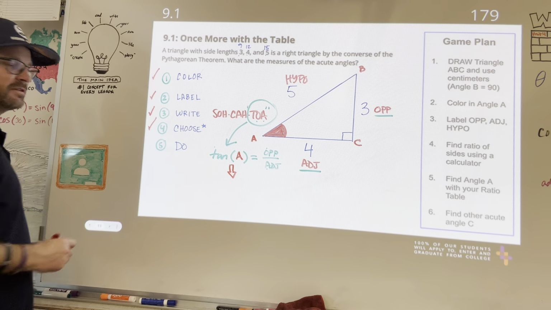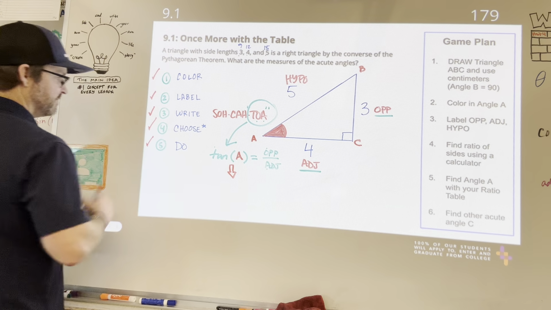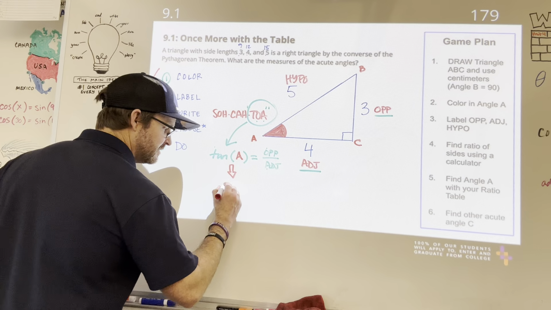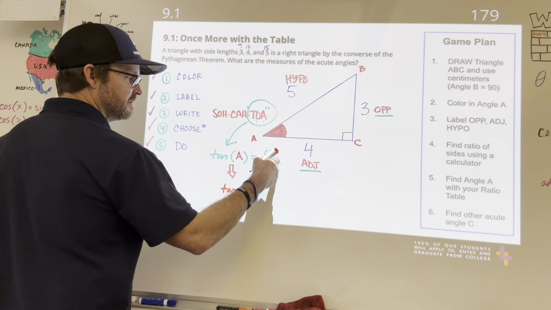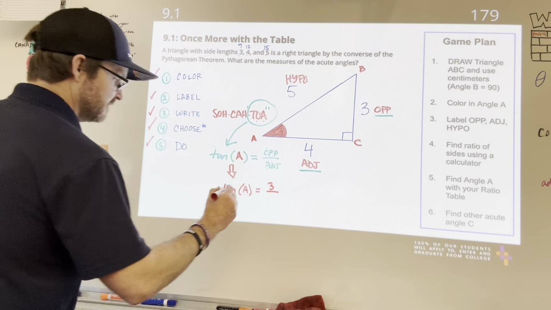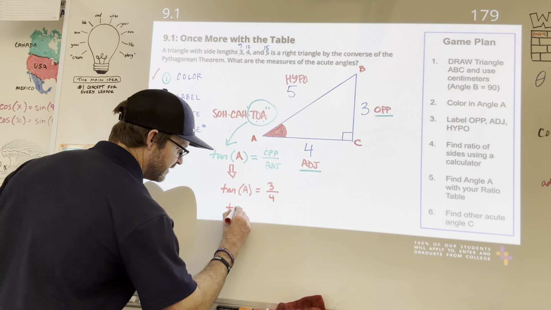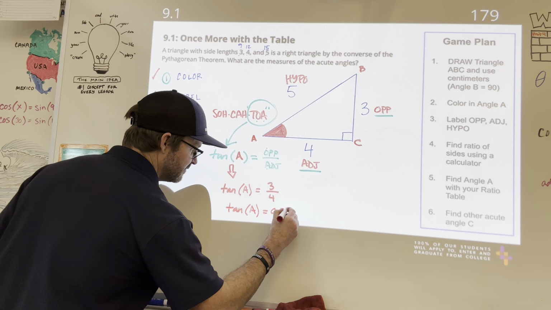So we've gotten tangent, right? Now we're gonna do some work. This is the final step. So far so good? Understanding it? Okay. So you're just gonna rewrite tan A, but now you're gonna plug things in. So op is 3, ADJ is 4. You use a calculator and you find that tan of A equals 0.75.